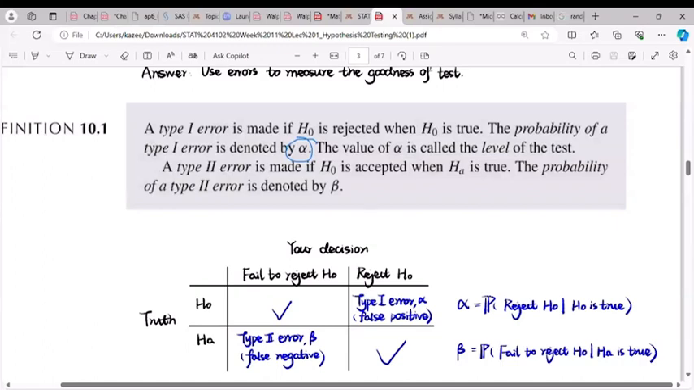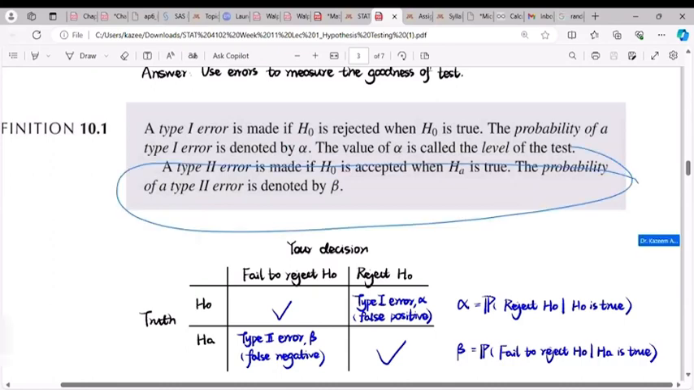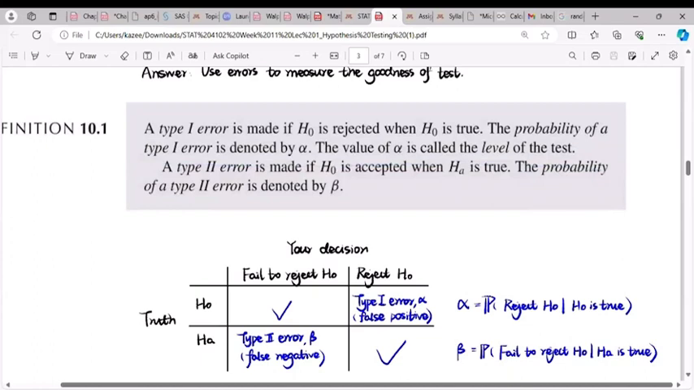And what is the type 1 error itself? Type 1 error is when the null hypothesis is true and it is rejected. Then type 2 error, on the other hand, is the acceptance of the null hypothesis when it is wrong. When the null hypothesis is wrong and we accept it, which means what is true is the alternative, the type 2 error is committed. The probability of type 2 error is denoted by beta. The probability of type 1 error is denoted by alpha.